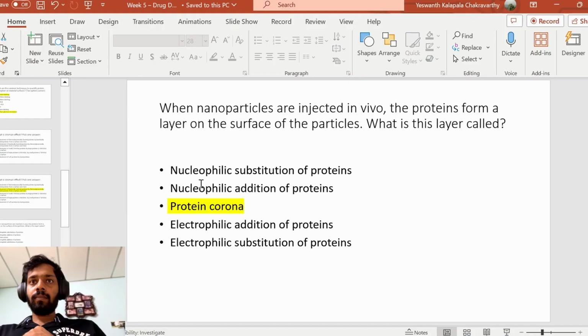It's called a protein corona, in case you haven't gone through that portion of the lecture yet. But yes, it's a definition. So it's called protein corona.